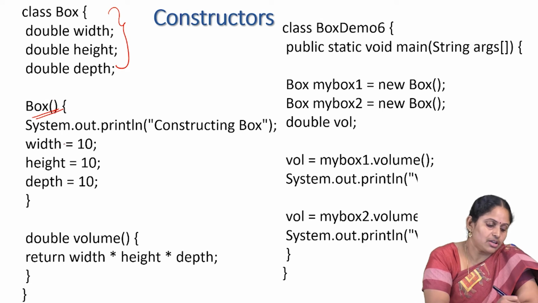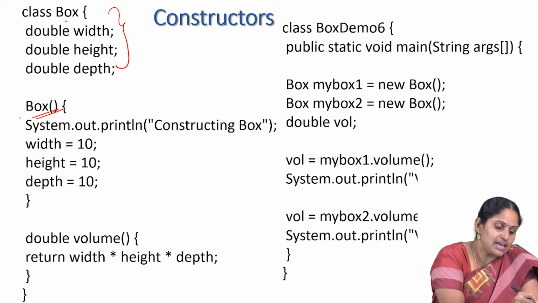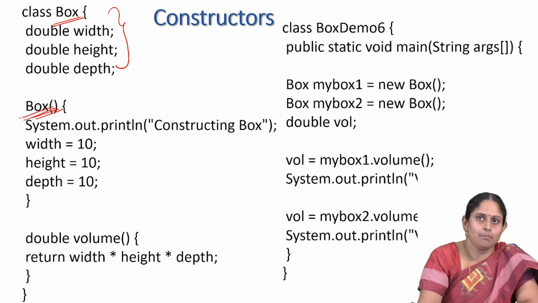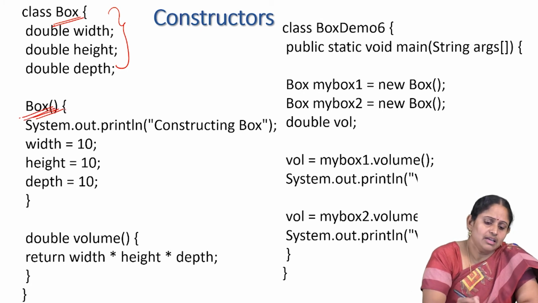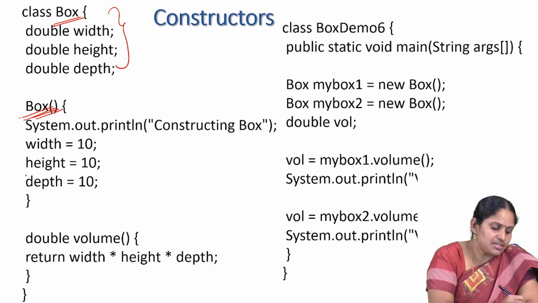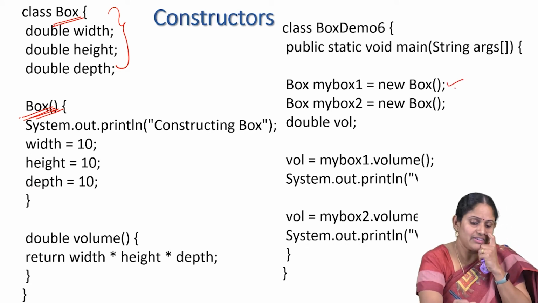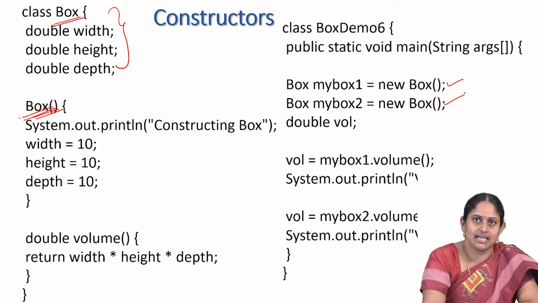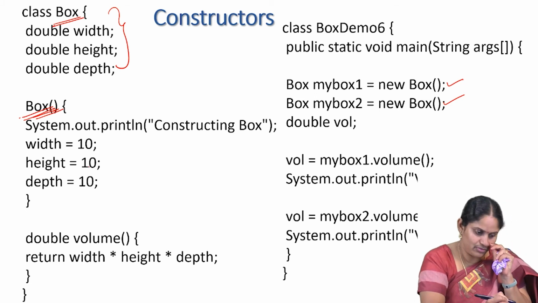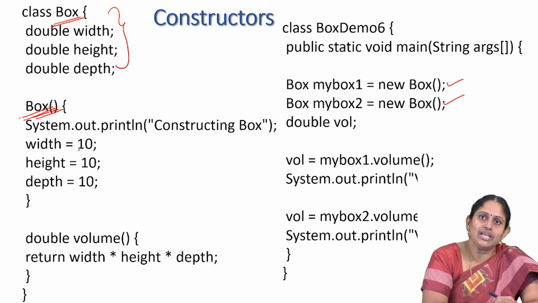So this is the structure of the constructor. Since our class is named Box, our constructor also will be of name Box. So this constructor will be invoked whenever that object is being created. So whenever that object is created, this constructor will be invoked.